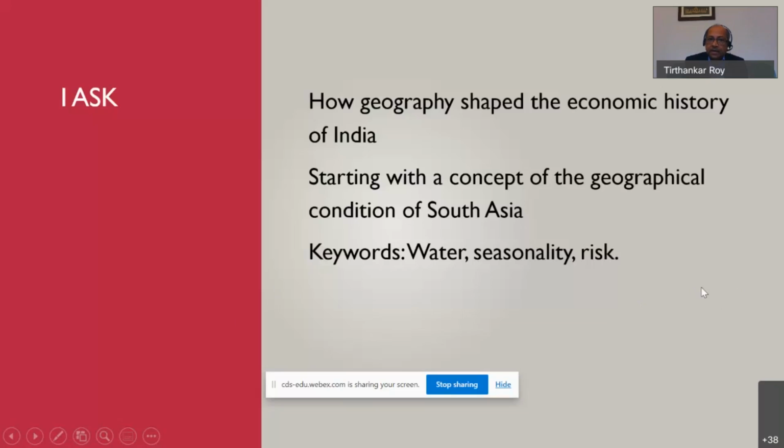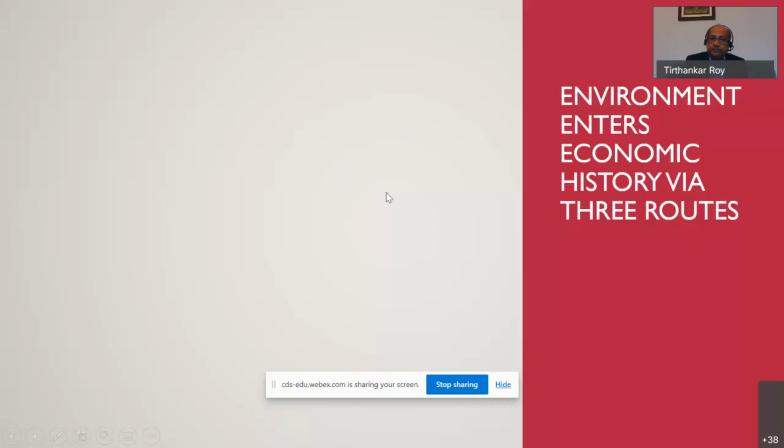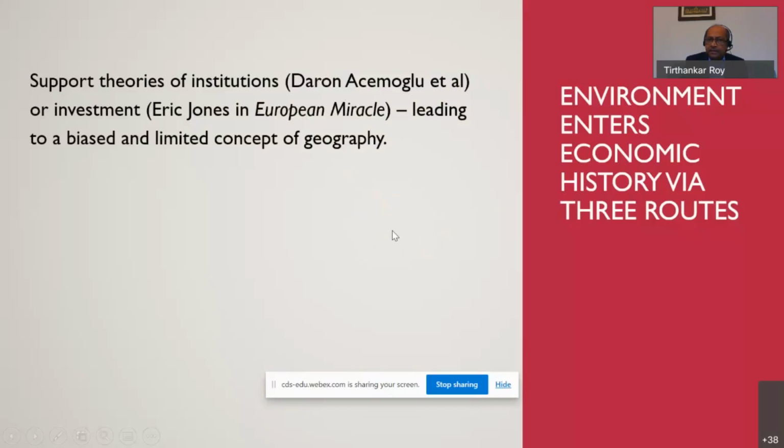I'm broadly interested in understanding how geography shaped the economic history of India. I'm, of course, coming into this not from a policy end, but as a historian. And it looks like I need a concept of the geographical condition of South Asia, which should have these concepts in it: water, seasonality, seasonal risk, drought risk. Now, as a historian, I find that much of the debates that I'm a part of nowadays do not really talk about these things.